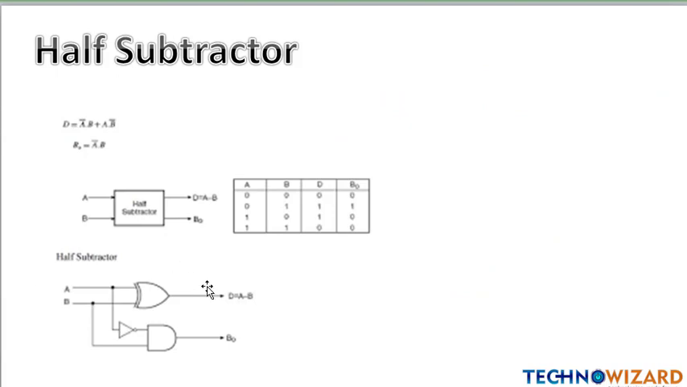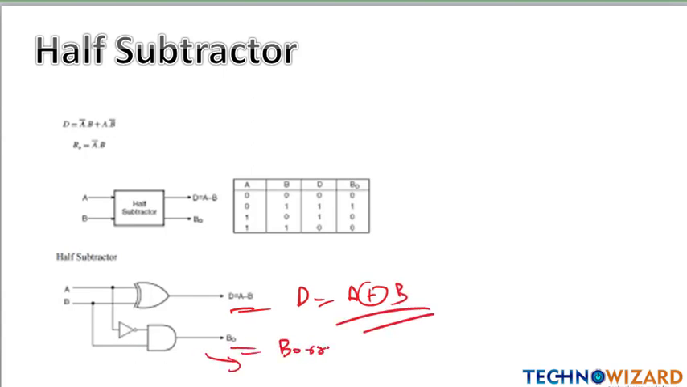Now we will go through the subtractor. In the half subtractor, the difference is given by A XOR B, and the borrow is given as A bar B. Why is this A bar? Because there is a NOT gate here, and in an AND gate, A bar into B is A bar B. This is how we can analyze our half subtractor.